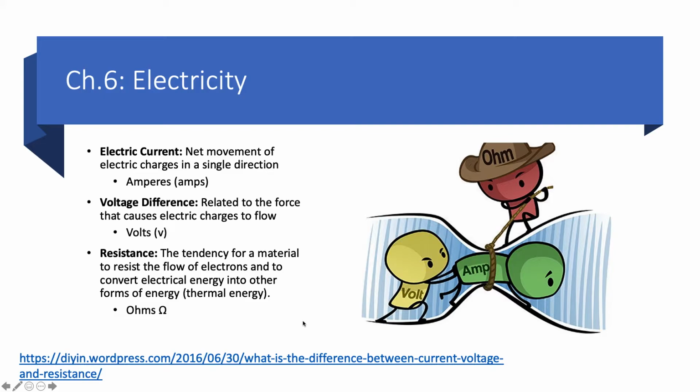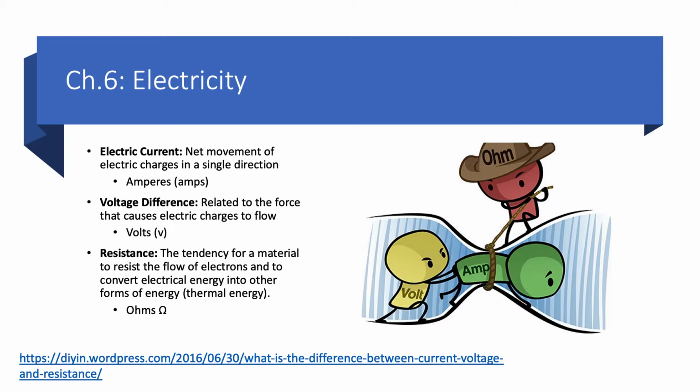Okay, so usually when you think of electricity, you think of current that's passing through something. So let's go into that. What is an electric current? An electric current is basically a net movement, or total movement, of electric charges in one direction. This is measured in amperes, abbreviated as amps.